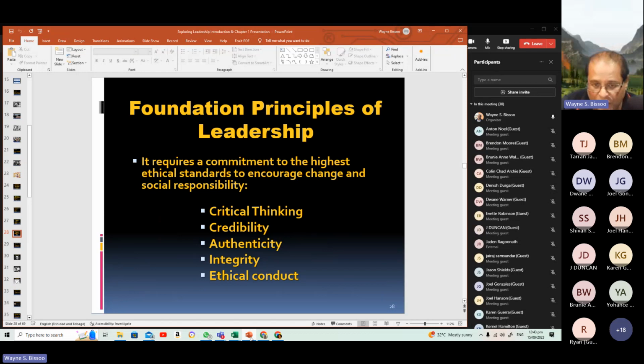To continue, the whole concept is that in order for us to be good leaders, it requires that we have high ethical standards, to be able to encourage positive change in others, and for people to take up their social responsibility. Now, in relation to that, it means that as an individual, you have to exhibit critical thinking, high levels of credibility. You must be honest and authentic. Because all of those shape your integrity and they all stem from your ethical behavior.